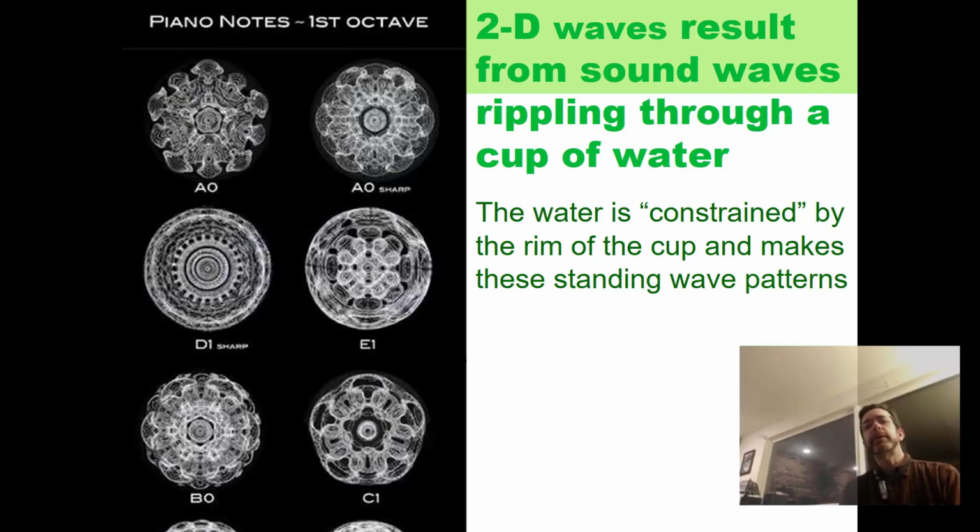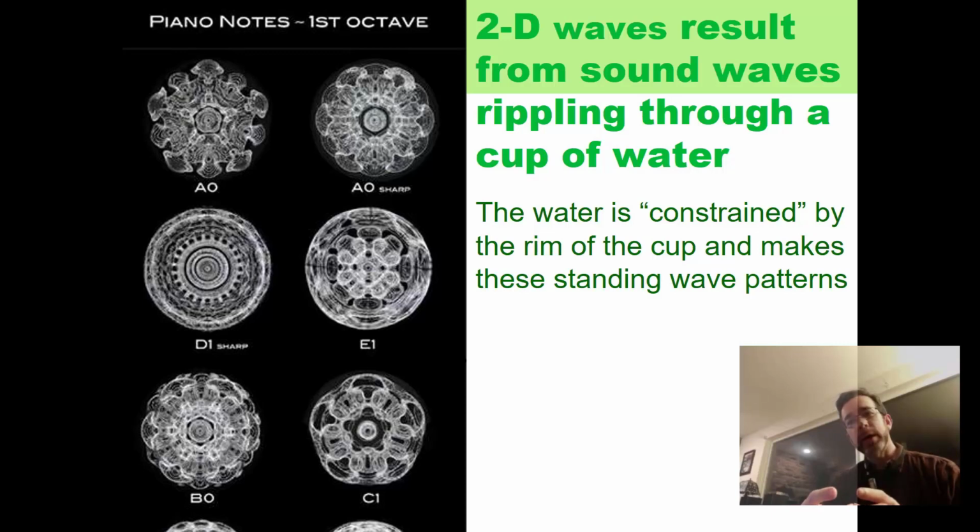And so there are some really amazing patterns you can get from this. If you have a cup of water and you set up your camera right to take pictures of the ripples in the cup of water, and then you play different piano notes, like here's A, if you play A, then it will make this shape in the water that you can capture with your camera.